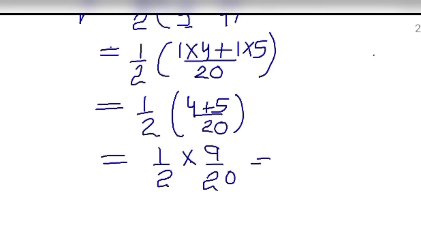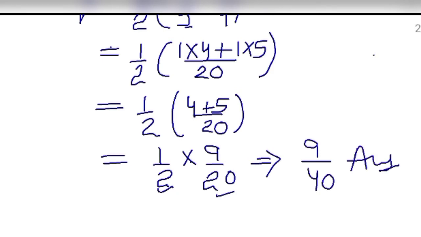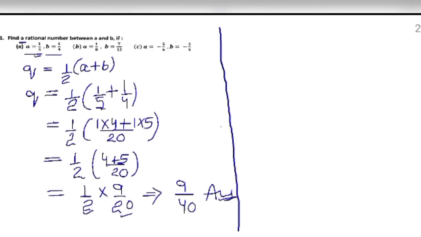So this is equal to 9 ones are 9 in numerator, and in denominator we have 2 multiplied by 20, that is 40. So the rational number between 1 upon 5 and 1 upon 4 is 9 upon 40. This is your answer. Using the formula you can easily find one rational number, but when they are asking for more than one rational number, like 10 rational numbers, 100 rational numbers, in that case we adopt a different method.